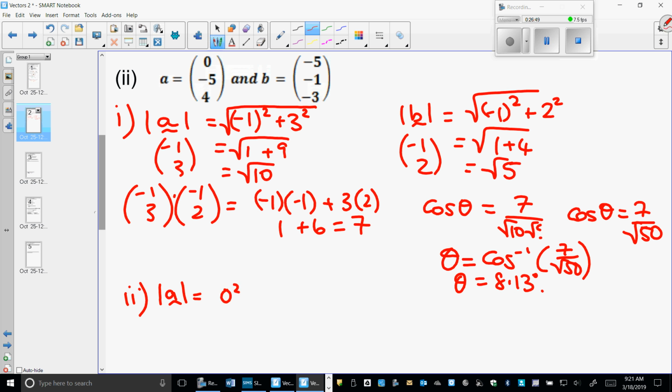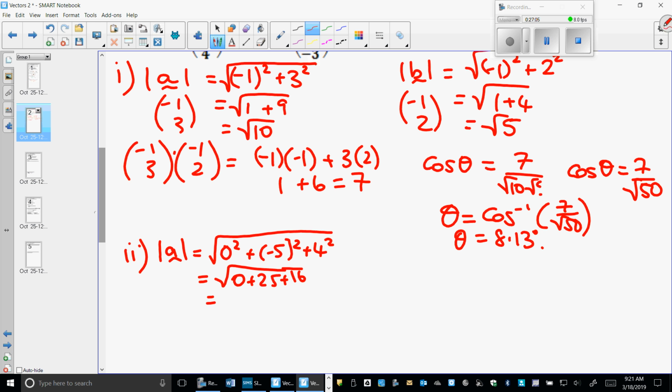0 squared plus -5 squared plus 4 squared is the answer. So that's obviously 0 plus 25 plus 16. So 25 plus 16 is 41. So that's root 41. And the length of B, Jennifer?